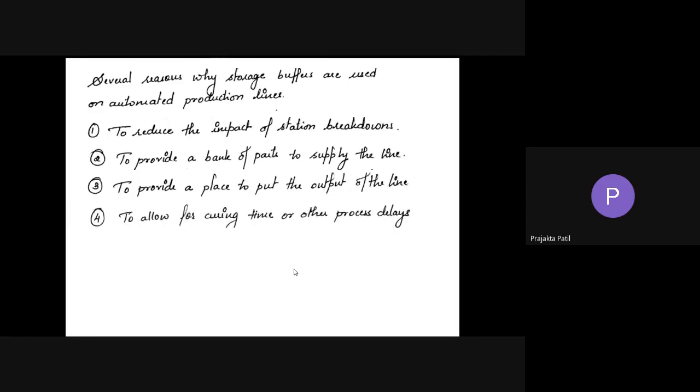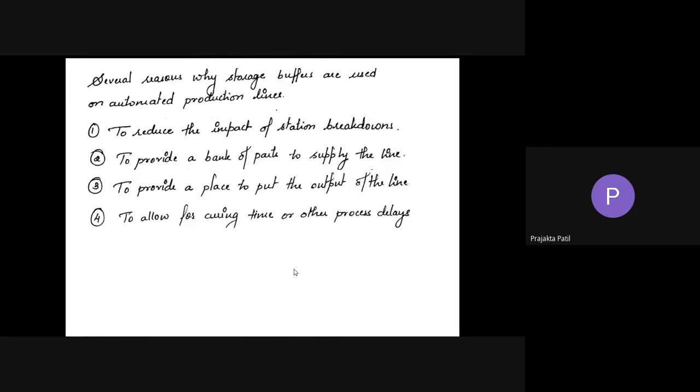Then it is to allow for curing time or other process delays. Curing time is required for some processing, such as painting or adhesives. The storage buffer is designed to provide sufficient time for curing to occur before supplying the parts to the downstream station. I hope all of you know what curing time is, right? It is a time given for something to get solidified. For example, with painting, you give it some time so that it gets dried. If you have adhesives applied, you allow them to settle down.